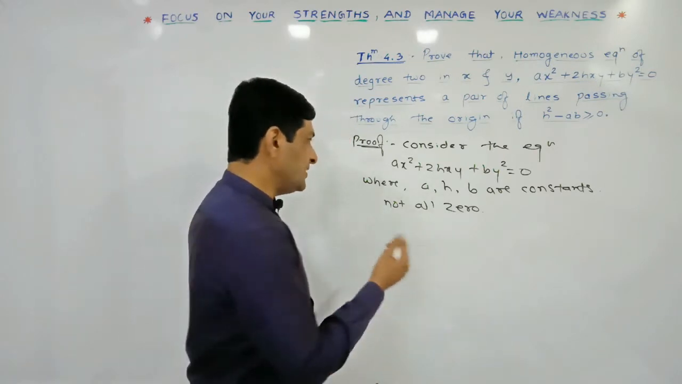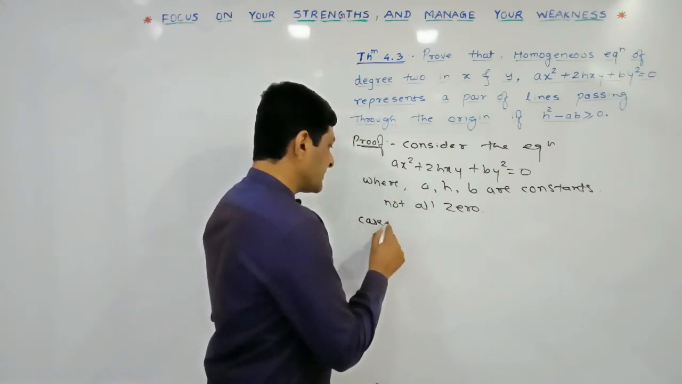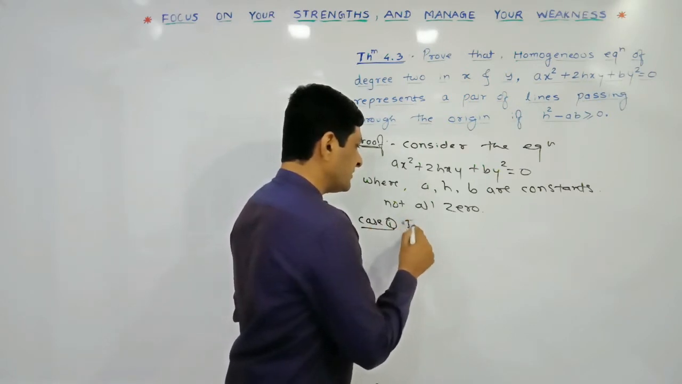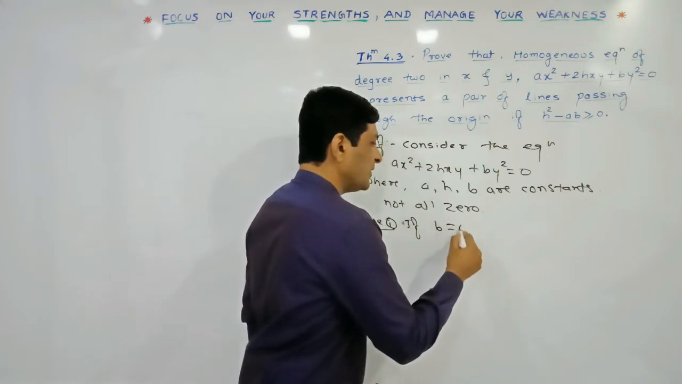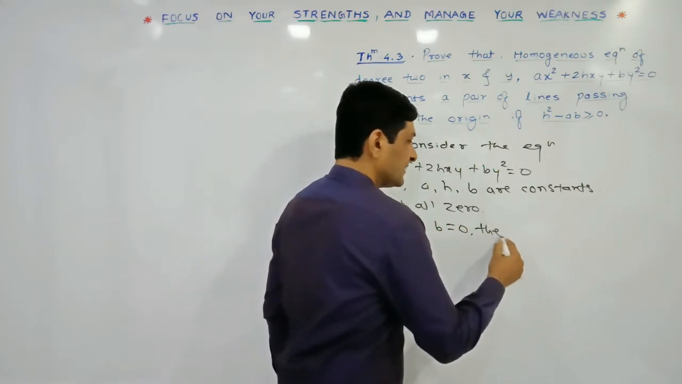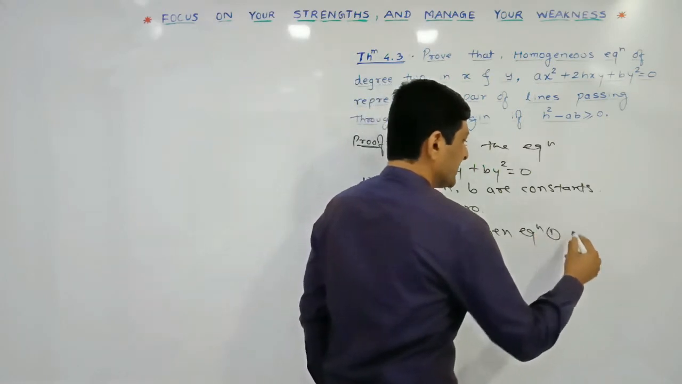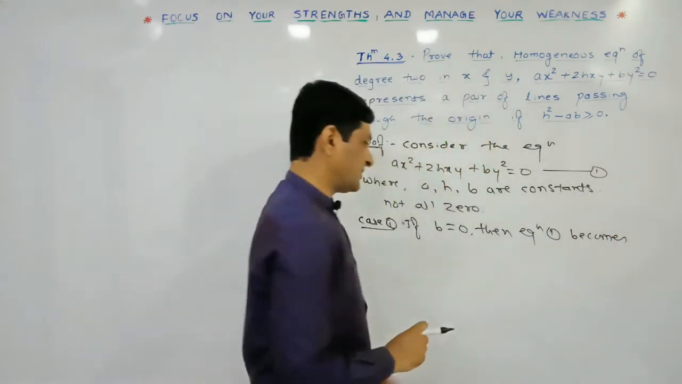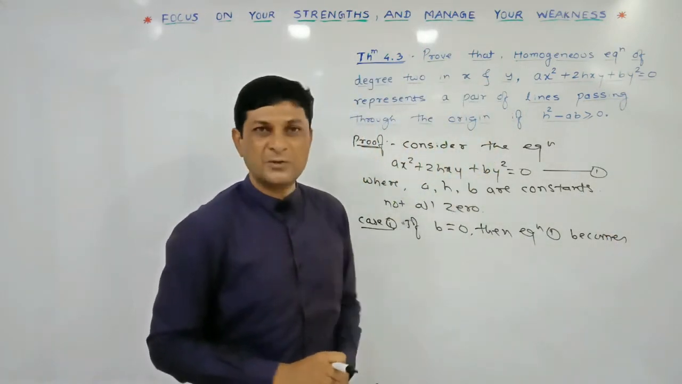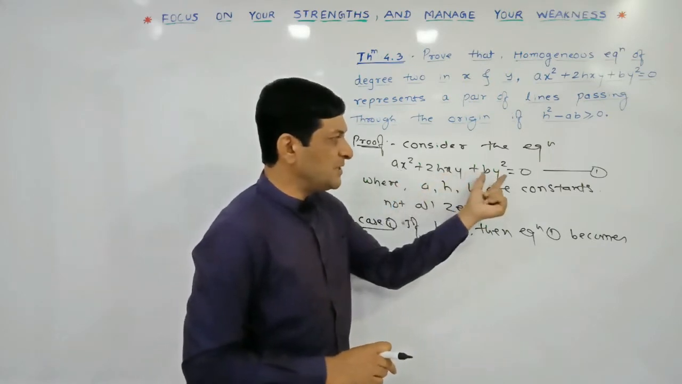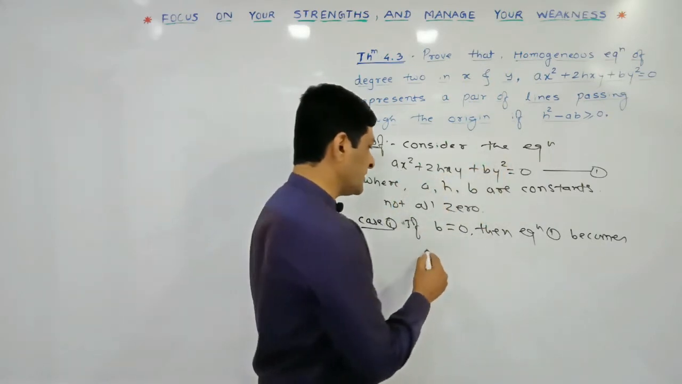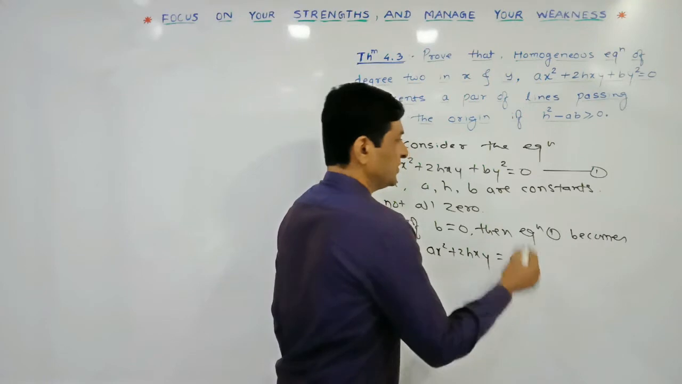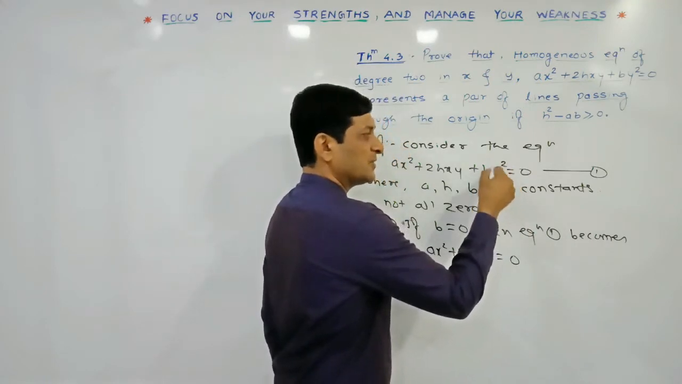Okay, so here, case first: let b be equal to 0. Then equation first becomes... let us denote this given equation by equation number first. What is the first case? If we are supposing that b is equal to 0, which are the remaining two terms? If b becomes 0, this term will become 0, meaning the remaining two terms are ax square plus 2hxy is equal to 0, because b is 0, and 0 into y square is 0.